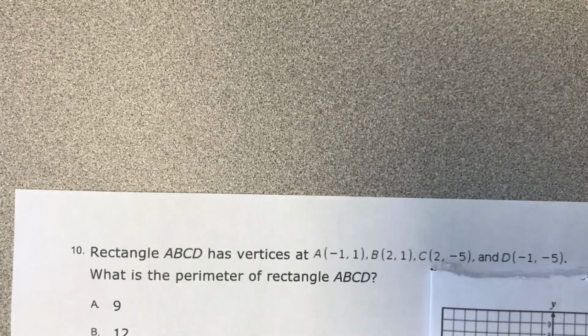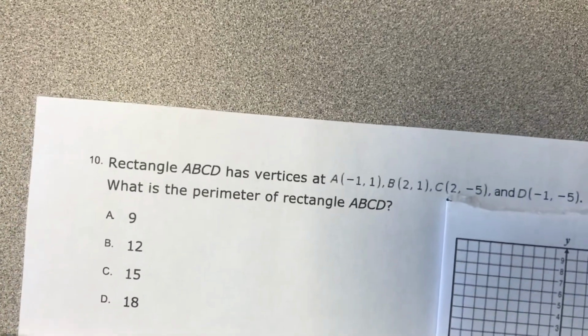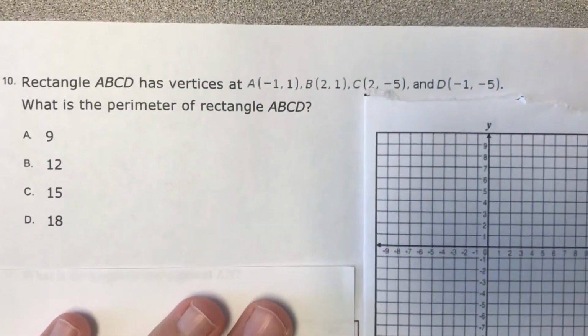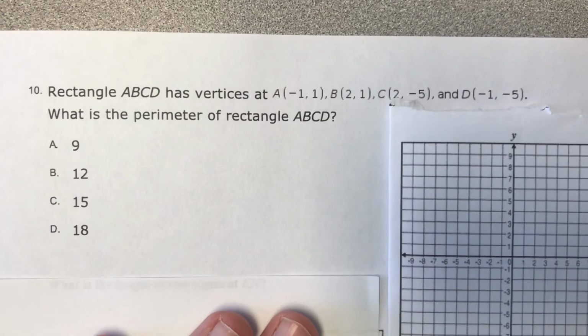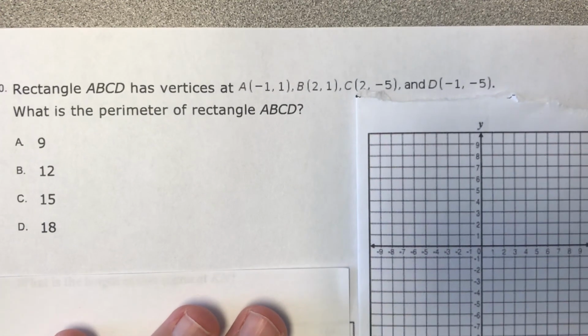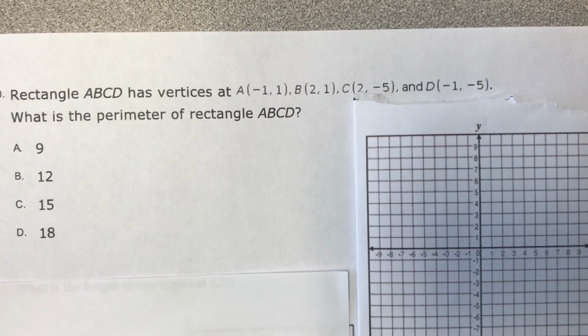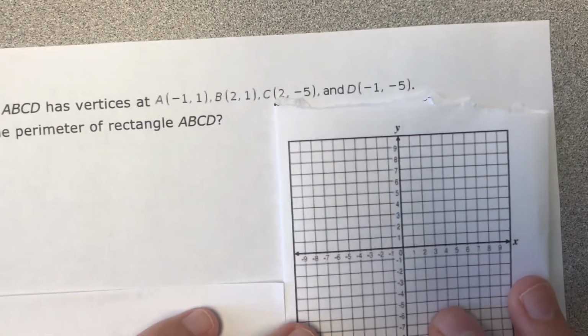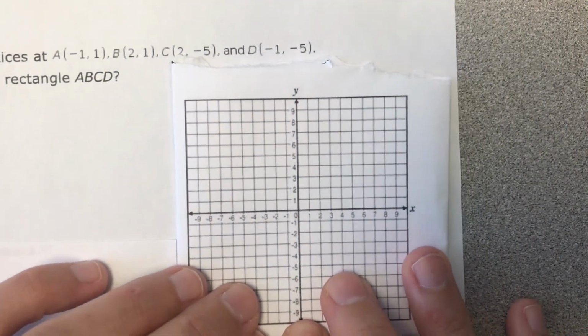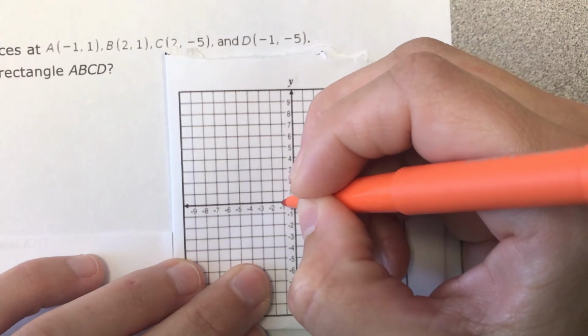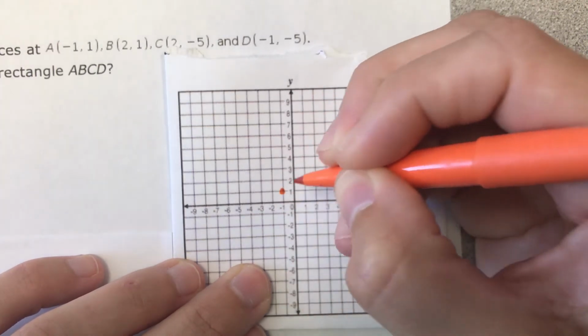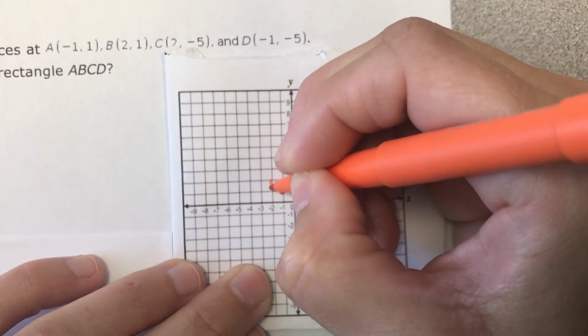All right. So this one, we gotta do some plotting. All right, it's asking about the perimeter. So if you remember perimeter, remember you gotta add up all of your sides, okay? So the first thing we need to do is plot this rectangle. So my first ordered pair is -1, +1. Then that is point A.